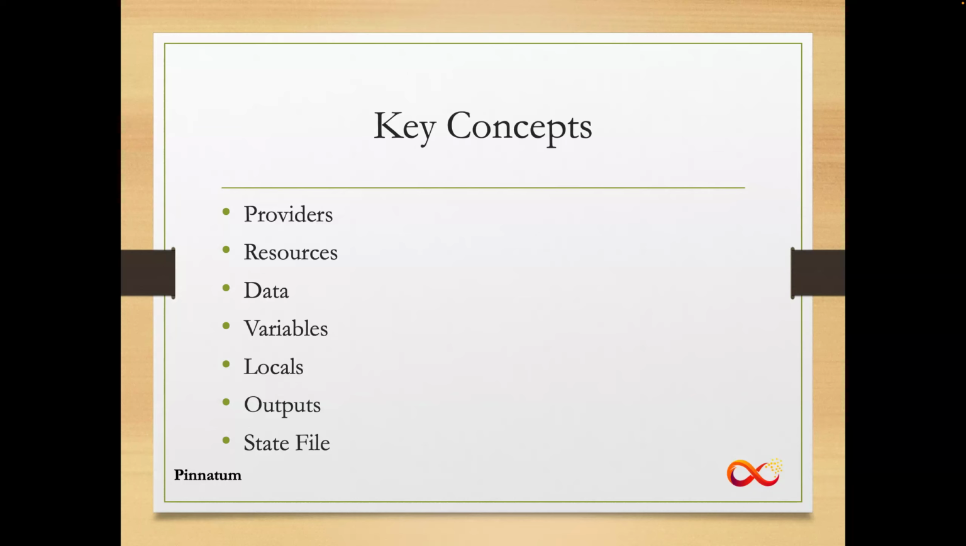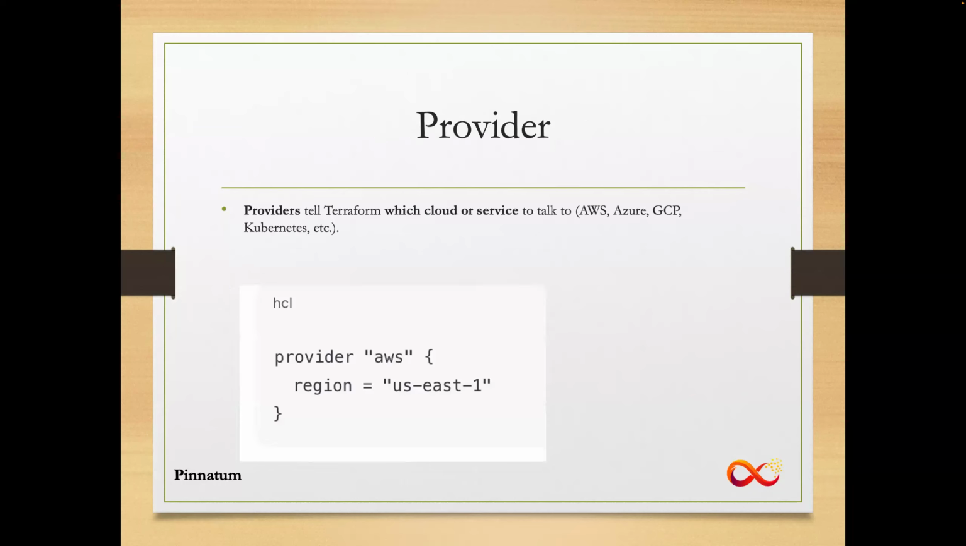Okay, so let's run through them one by one. What does a provider do? A provider is just like an authentication mechanism. Here I'm taking AWS, Azure, GCP, but throughout my training I'm going to cover only AWS. This same tool can be used for other clouds. The provider instructs Terraform which cloud to connect to.